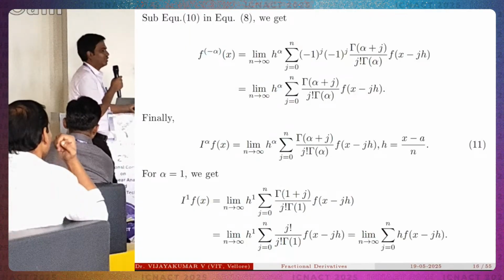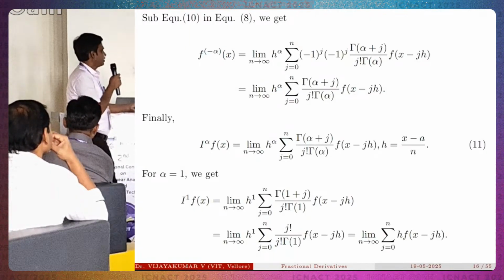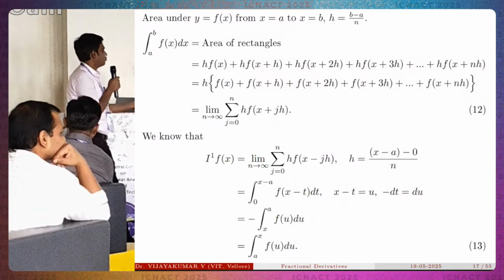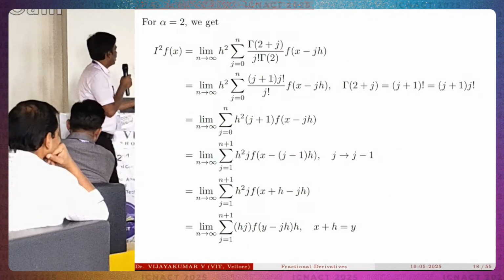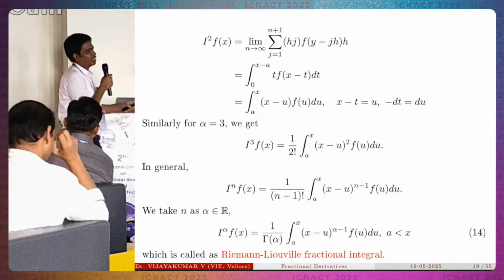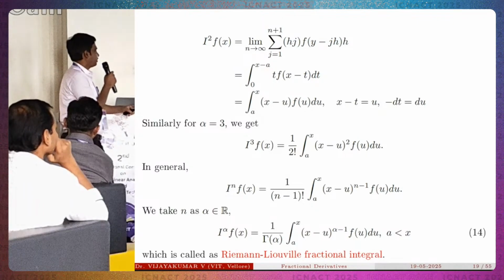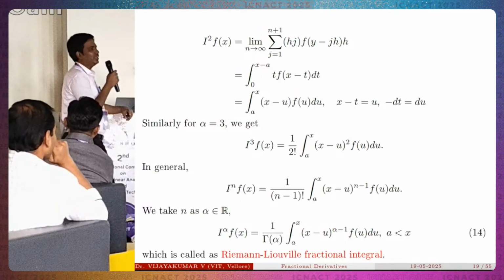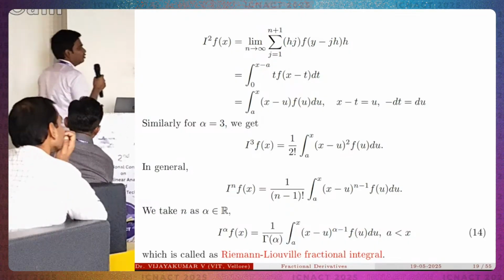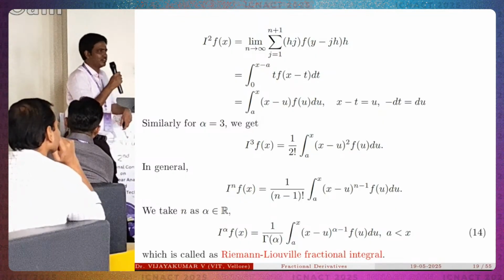You check the last part of 11. It is x minus j, but in the current one here I have f of x plus j. So there is some connection. I'm applying the connection, and I'm able to reach my integral. Yes, check the last equation, number 14. Doing simple calculation, we are able to reach I alpha of f of x equals 1 by gamma of alpha, integral from a to x of (x minus u) to the power alpha minus 1, f of u du, a less than x. So this is for the Riemann-Liouville fractional integral. So from the GL fractional derivative, I am reaching the RL fractional integral.